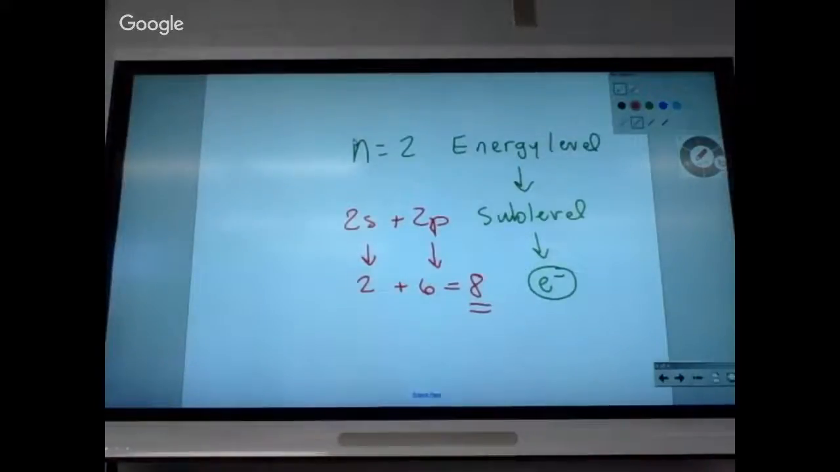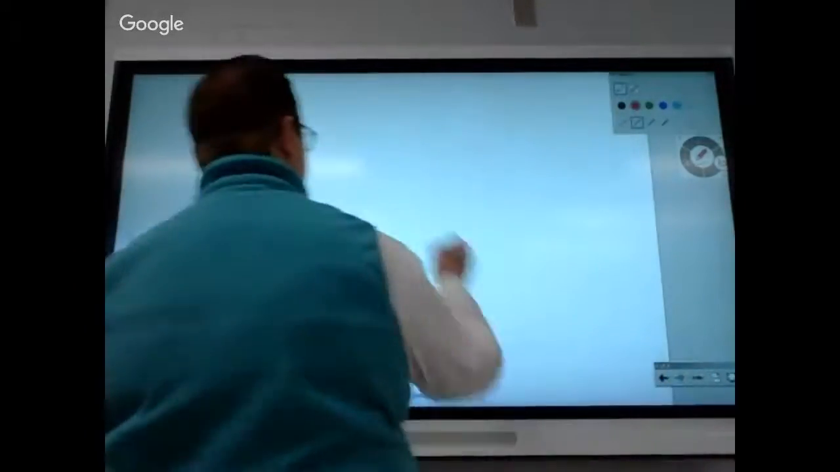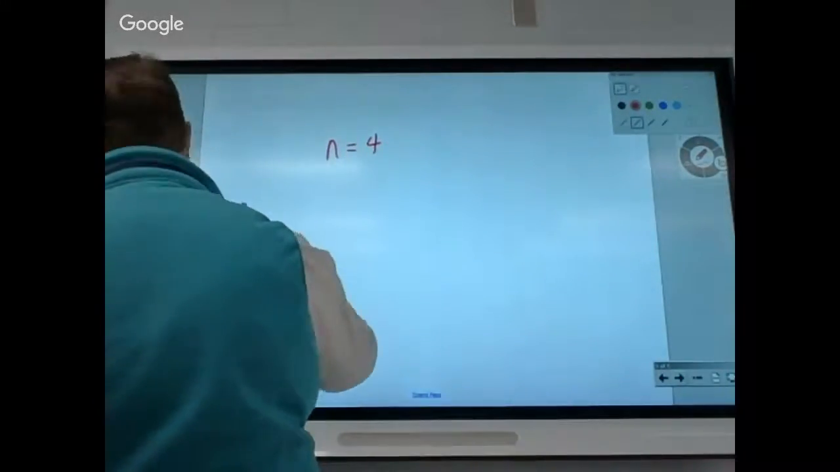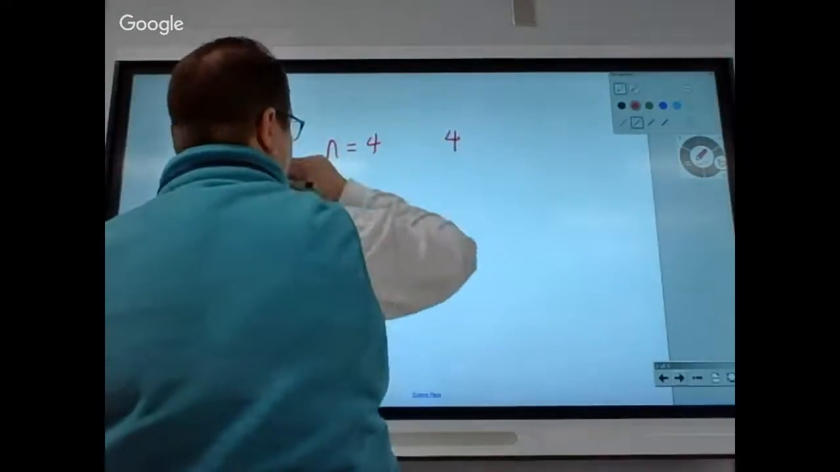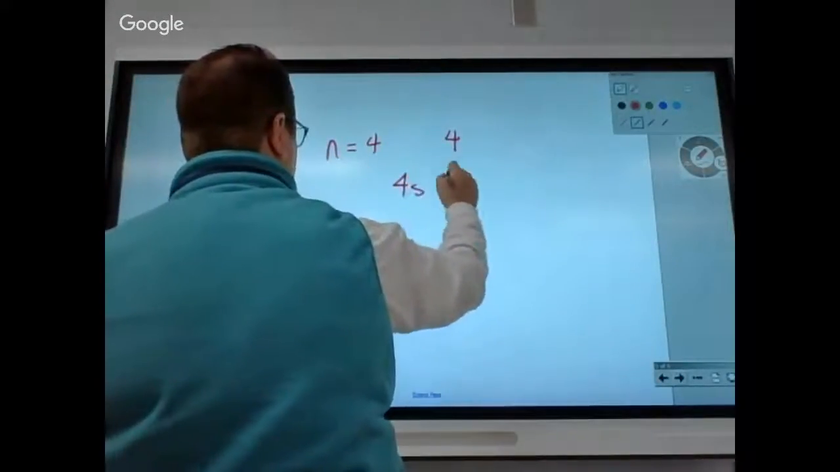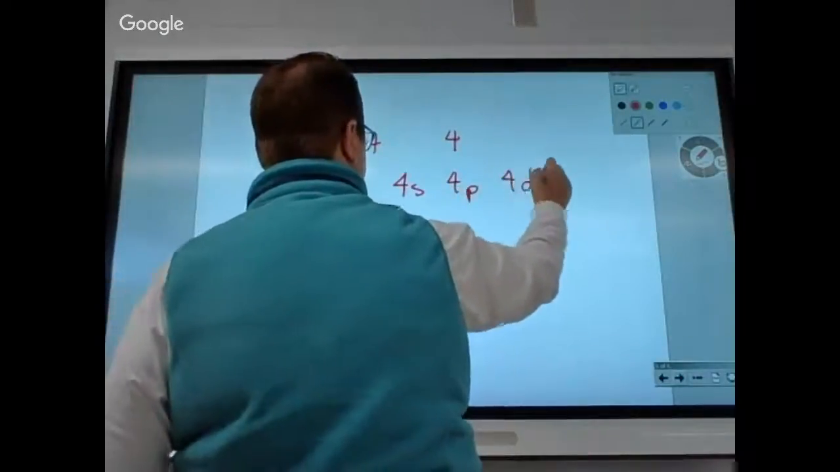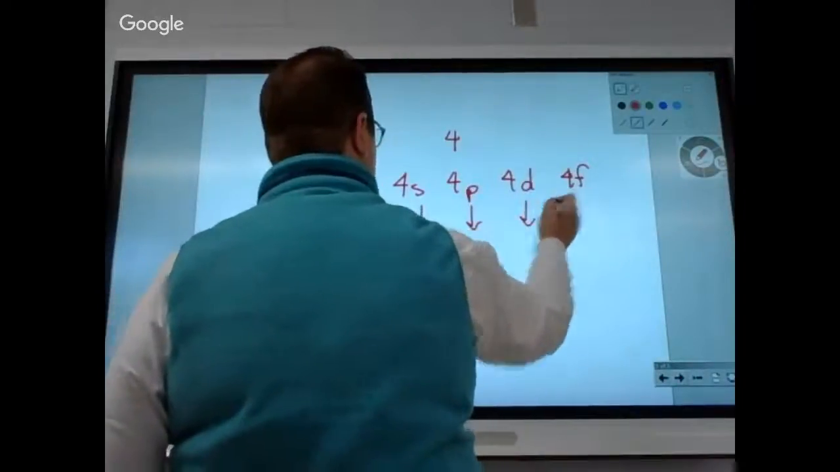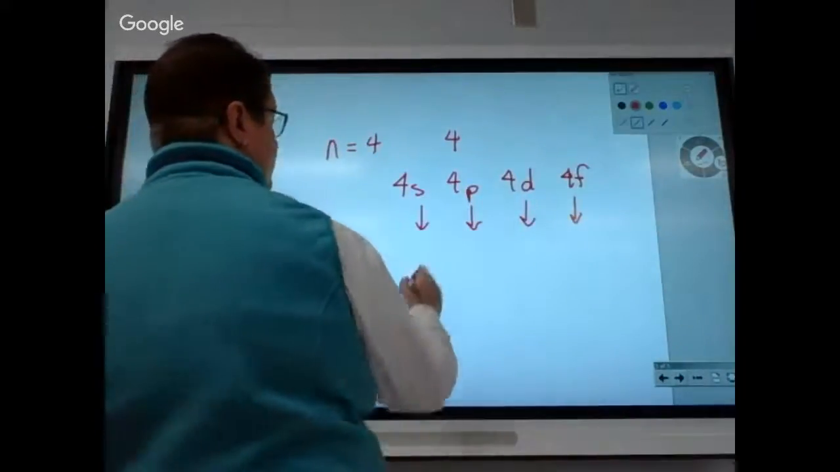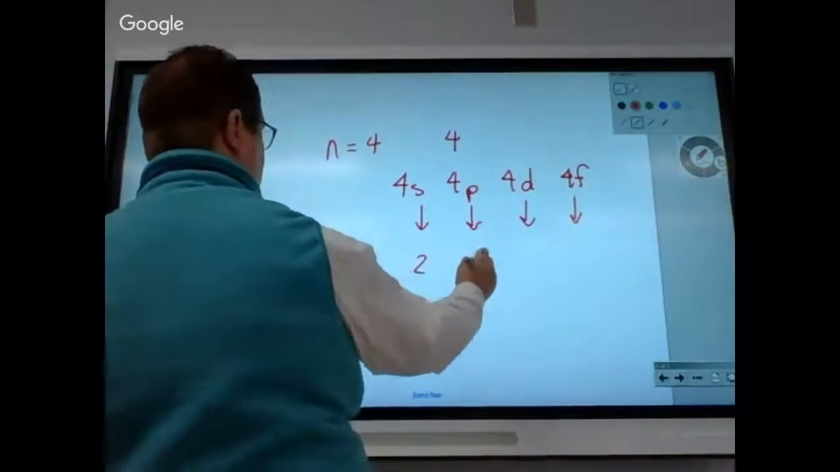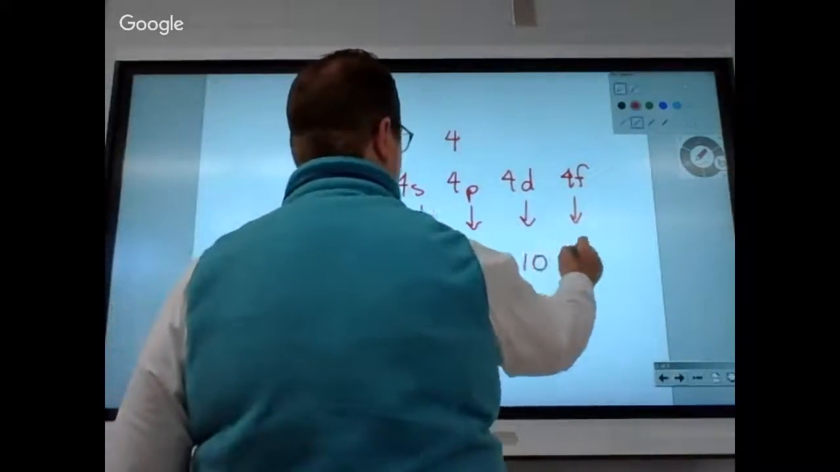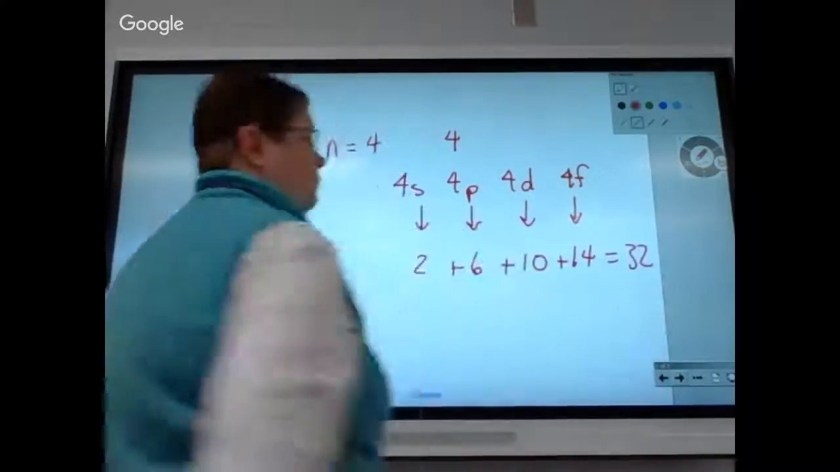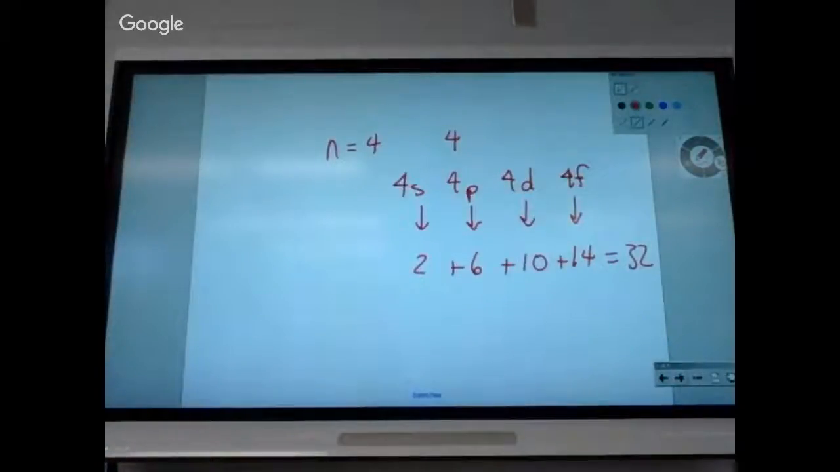Okay? So if N equals 4, you have to do the same thing. If N equals 4, how many sublevels are there? 4. So what are their names? 4s, 4p, 4d, and 4f. Yep. So how many electrons are in S? And in P? And in D? And in F? So you add all this up, you get 32. So you got the number.